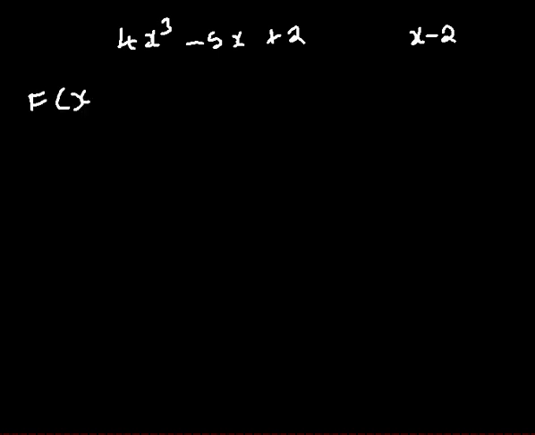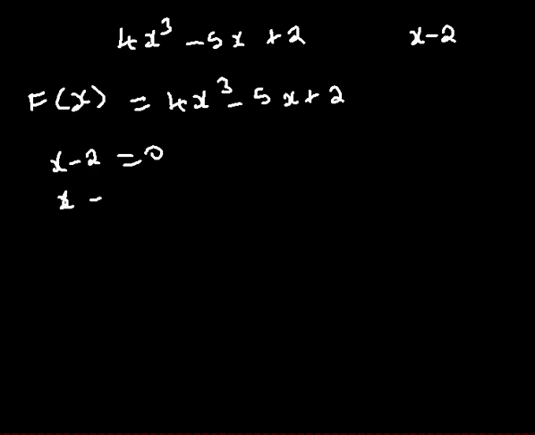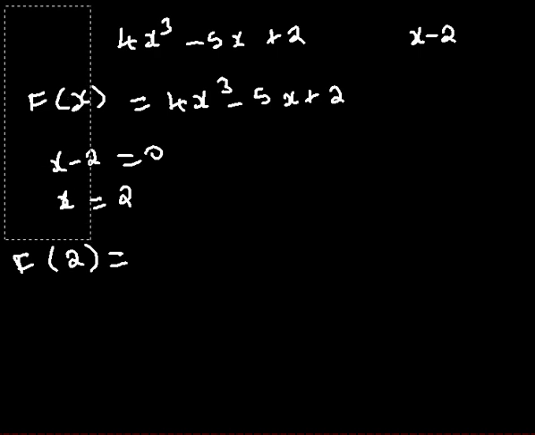So we have to express the polynomial as the function 4x to the power 3 minus 5x plus 2. And note that x minus 2 is the same as where x is equal to 2. Then we have f of 2 like that. So try to complete that one at your own time.